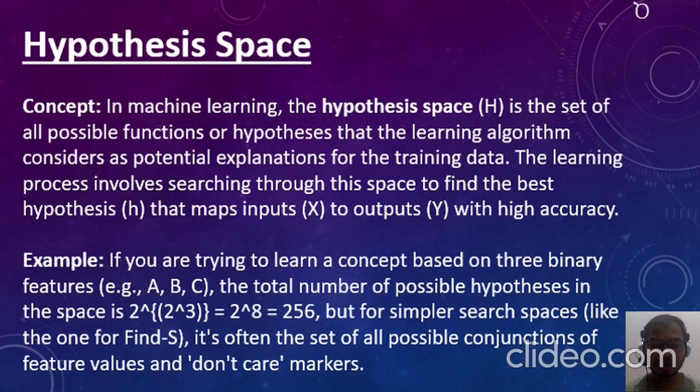Now talking about an example of hypothesis. Example: if you are trying to learn a concept based on three binary features, for example A, B, C, the total number of hypotheses is limited. The hypothesis space, like the one for Find-S, is often the set of all possible conjunctions of the feature values and a do-not-care marker.